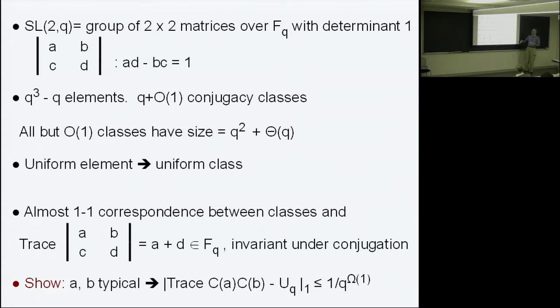Okay? So with everything put together, all that we have to show is that for typical A and B, the trace of CACB is a nearly uniform field element over the field.